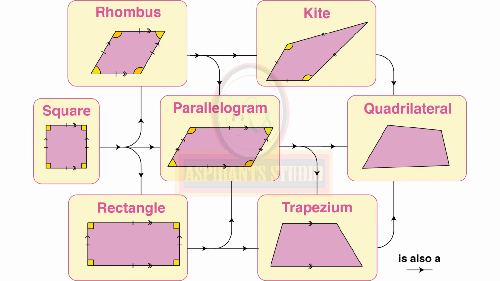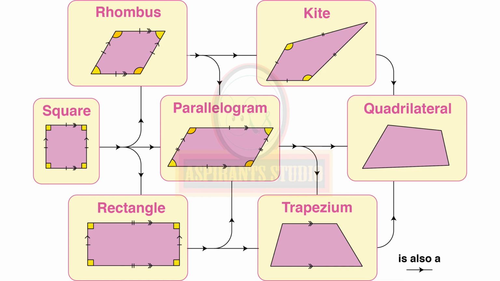Every square is a parallelogram, but all parallelograms need not be a square. Every rectangle is a parallelogram, but all parallelograms need not be a rectangle. Every rhombus is a parallelogram, but all parallelograms need not be a rhombus. Instead of saying rhombuses, the plural form is rhombi.